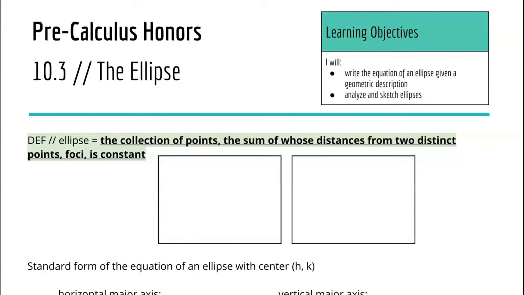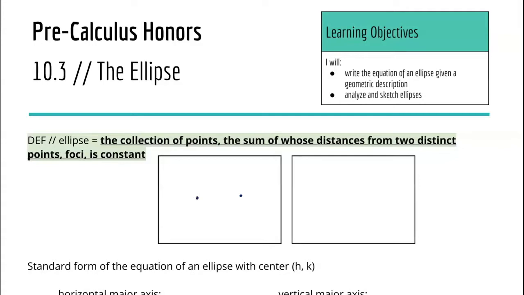Okay, in 10.3 we're looking at ellipses. So the way we get an ellipse is if we have 2 points. These are foci, okay? And if we look at every point whose sum of the distances is constant.